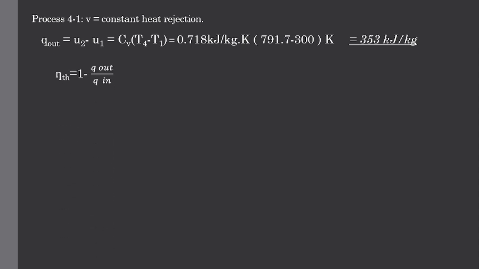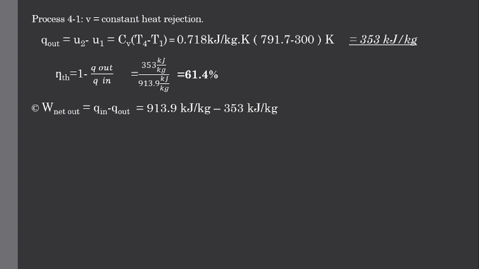So next, we're going to find the thermal efficiency, which is equal to 1 minus Q out over Q in, and our Q out is 353 kilojoule per kilogram over 913.9 kilojoule per kilogram. Our thermal efficiency is 61.4%. Then after that, we're going to find the MEP, or mean effective pressure. But first, we're going to find the net work out. Net work out is equal to Q in minus Q out, which is 913.9 kilojoule per kilogram minus 353 kilojoule per kilogram. Our net work out is 560.9 kilojoule per kilogram.